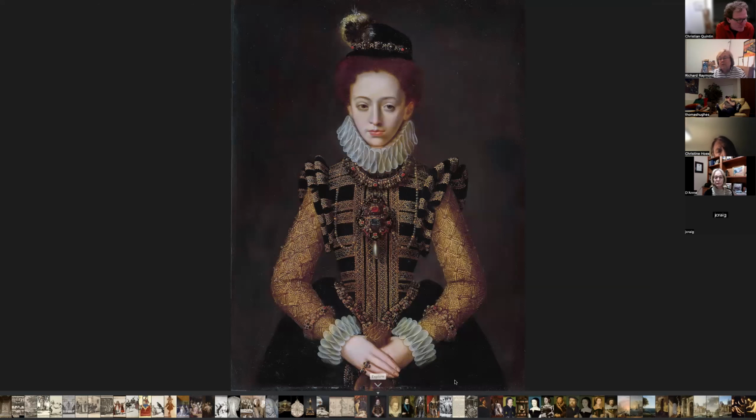1576. It's an oil on panel, and it's the only painting we have of this gentleman. We don't know his name. He's only known as the master of the AC monogram. All we know is his initials. But it's a curious painting, an extraordinary painting, actually.